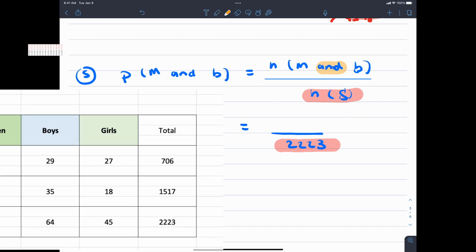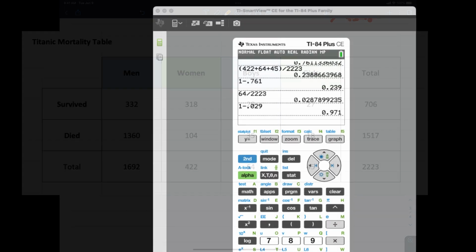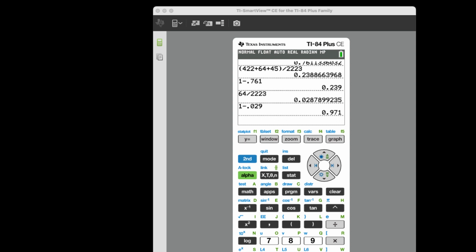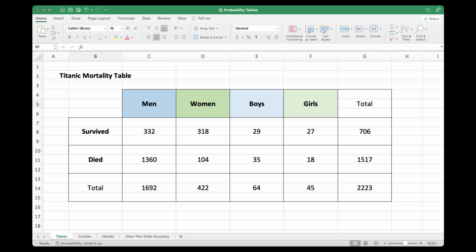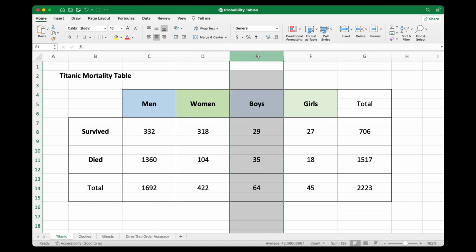Well, go to the list. How many passengers are both men and what? And boys. You might say, well, go to Excel. Let's see. Excel, where are you at? I went to Excel, and we're not even in Excel. There we are. There's what? 1,692 men, and there's what? 64 boys. How many are both men and boys?